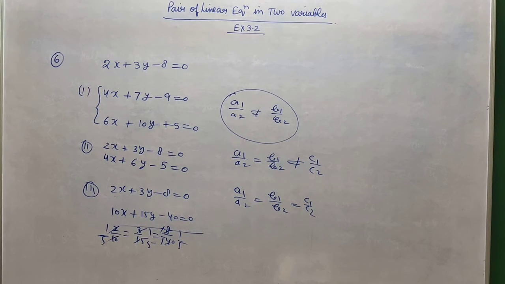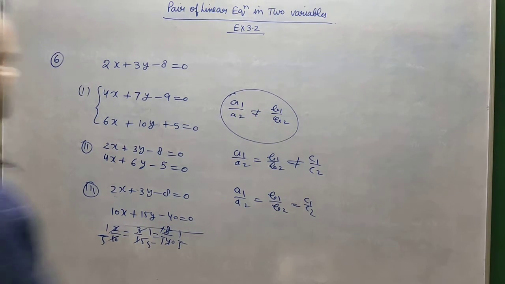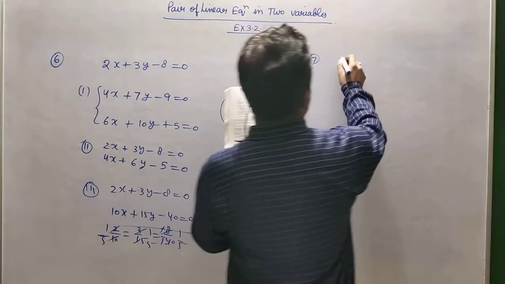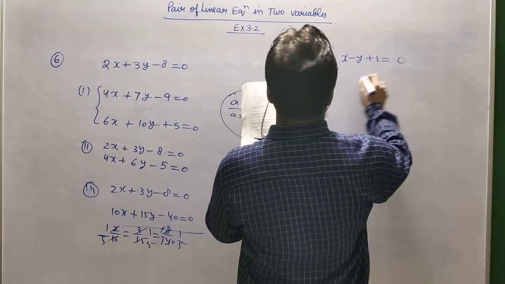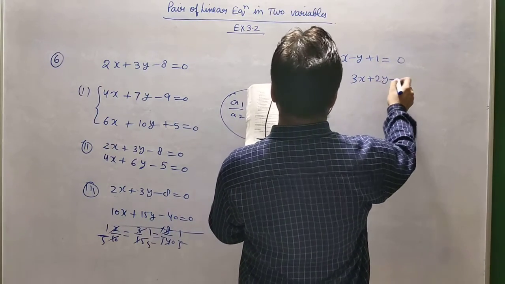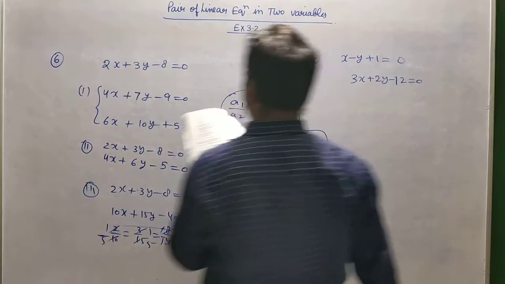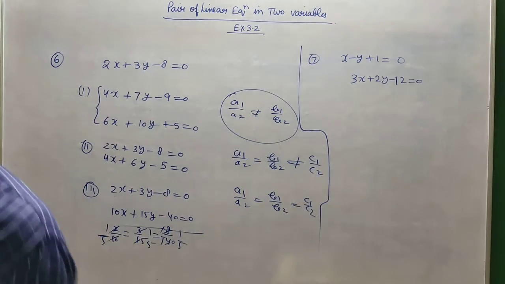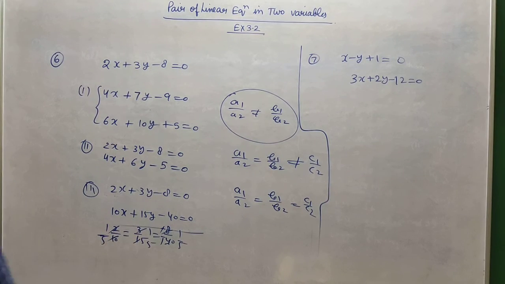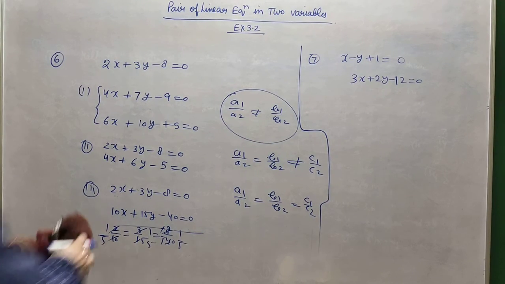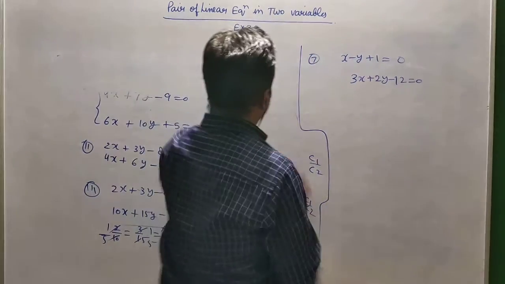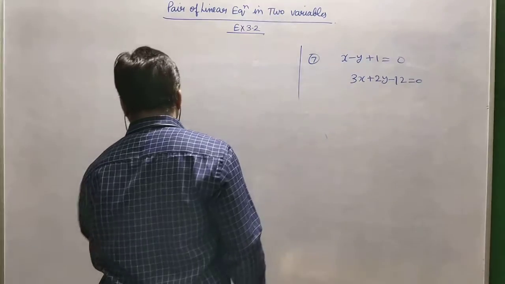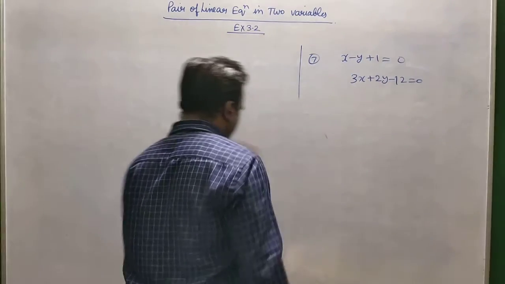Right? Now, in the next question, question number 7, two equations are given. I will just give you the hint how to do this sum. Now, determine the coordinates of the vertices of the triangle formed by these lines and the x-axis and state the triangular region. Okay, now what will we do here? See, first of all we will find the coordinates, because we have to draw the graph. Simple.